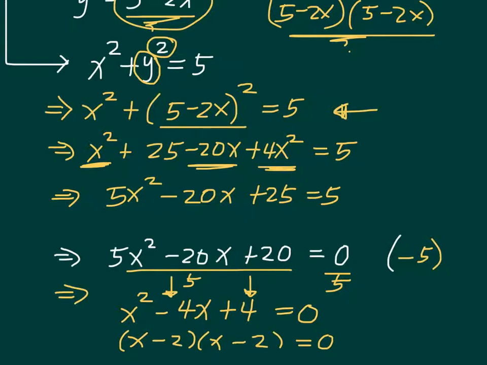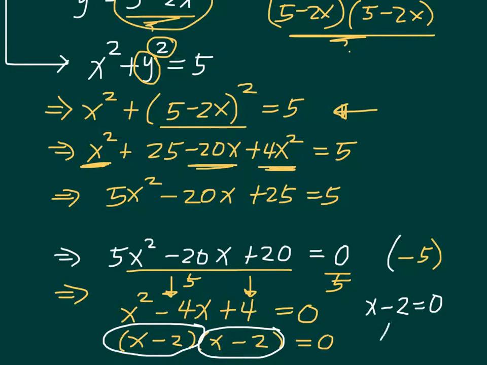So to have x minus 2 and x minus 2 equal to 0, then either this is 0 or this is 0, but basically they're the same, so you can just take one of them. So x minus 2 is equal to 0, and that will give us x is equal to 2. So the value of x that we're looking for is x equals 2.